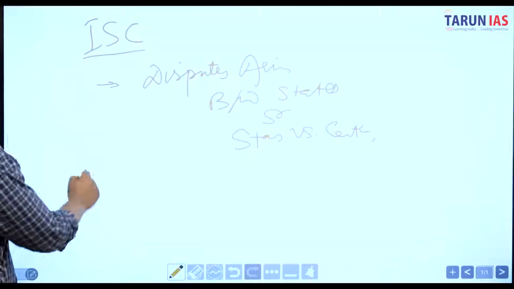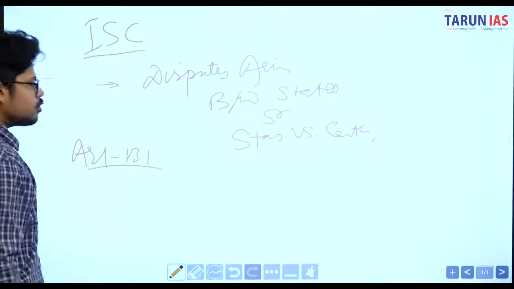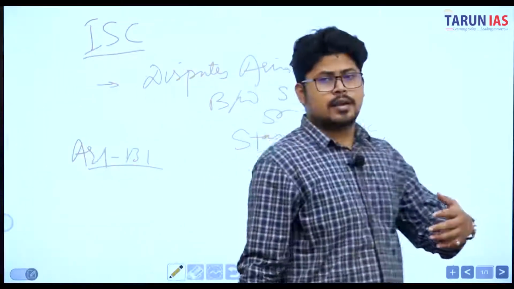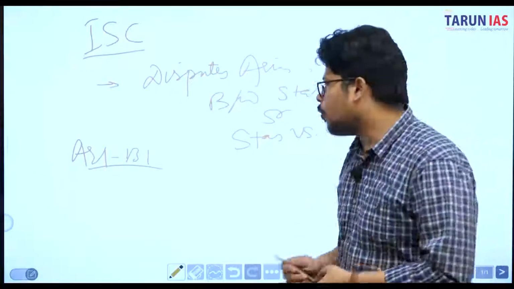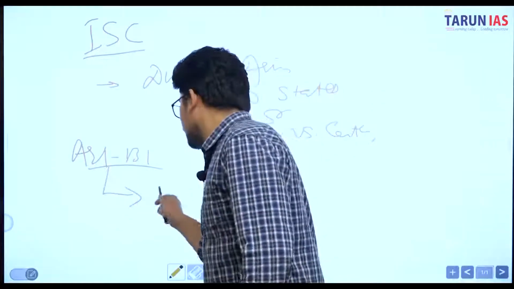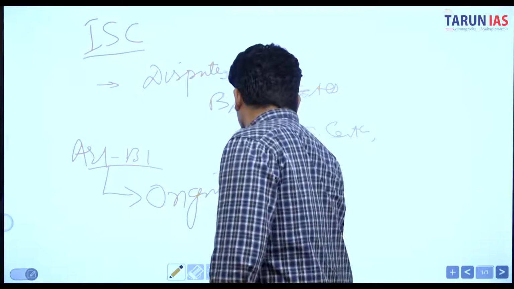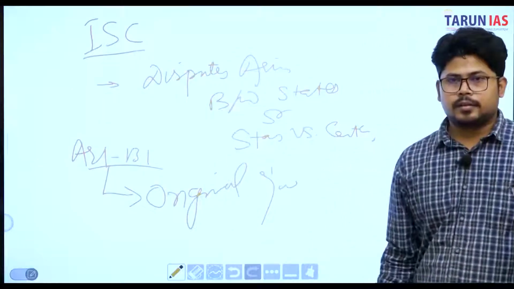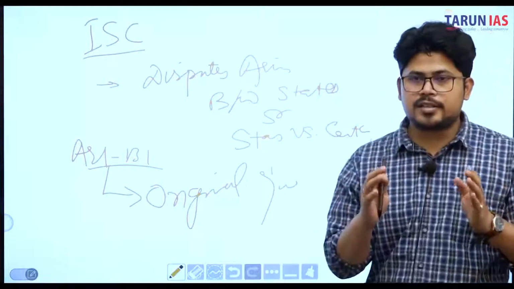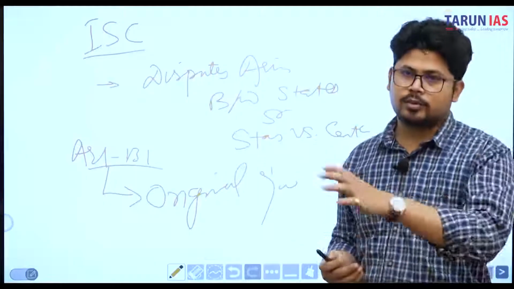But an important point is that Article 131 of the Constitution of India also provides that the Supreme Court shall have original jurisdiction. Now what is original jurisdiction? Original jurisdiction means that the parties in conflict can go directly to the Supreme Court without going to other courts.